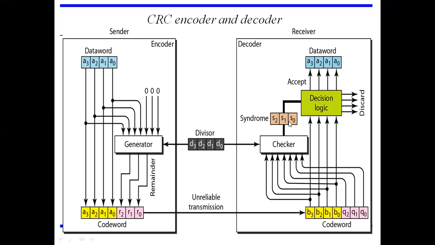Otherwise, if the syndrome is non-zero, it indicates something is wrong in the transmission. Any bit, maybe r0 or r1 or a0, a1, any of the bits has been corrupted. That's the reason we are not getting a remainder of 0. This is how the cyclic redundancy method works, and different standards of CRC exist by selecting different kinds of divisors. If you select a poor divisor, it may catch only single bit errors and fail to catch two bit errors or burst errors. That's the reason the selection of divisor plays a major role in CRC.